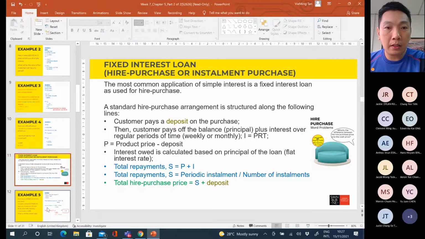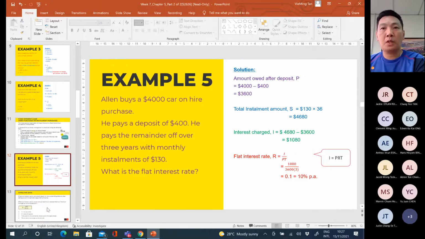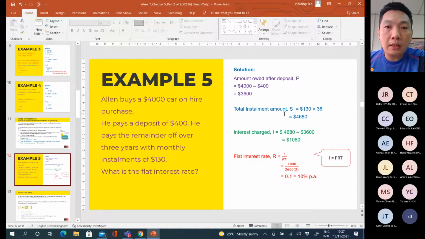So let's try example 5. Alan buys a 4,000 car on hire purchase. This 4,000 is actually the list price, or the selling price, the original price. Then under this hire purchase agreement, Alan is going to pay a deposit of 400. Deposit means the down payment, 400.